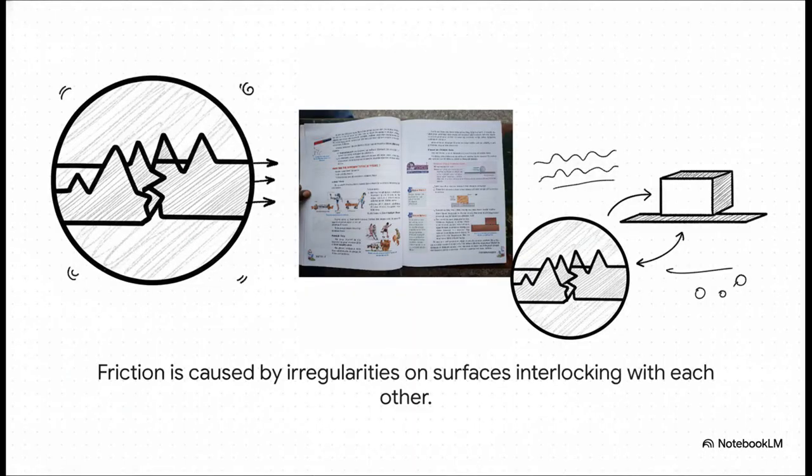Well, it's pretty wild. If you could zoom in on any surface with a super powerful microscope, even something that feels totally smooth, it would actually look like a mountain range of tiny peaks and valleys. Friction is just the force you get when those tiny imperfections on two surfaces snag and grind against each other.